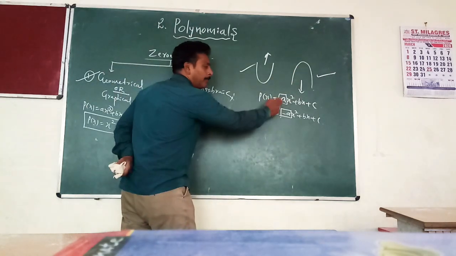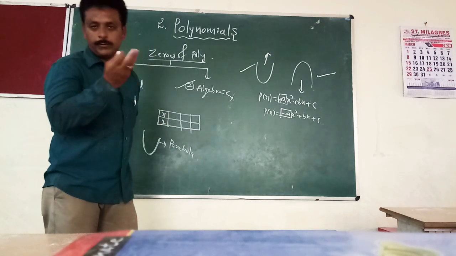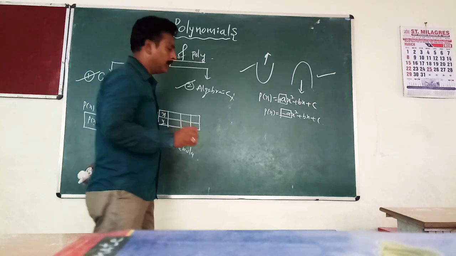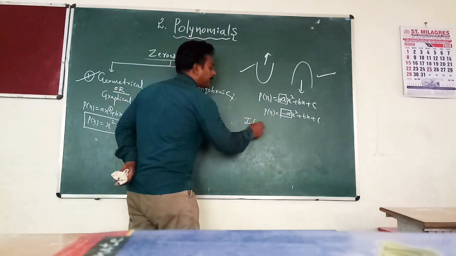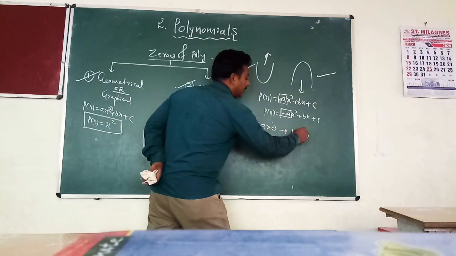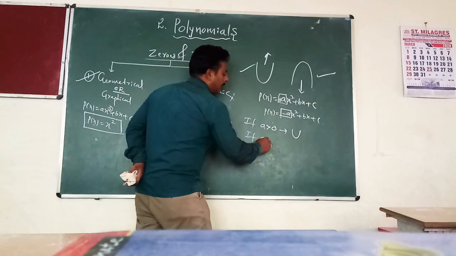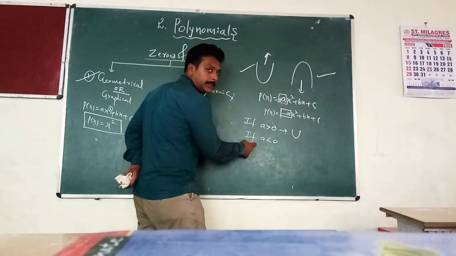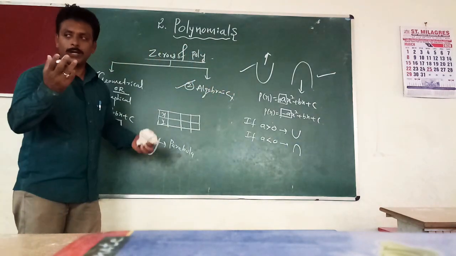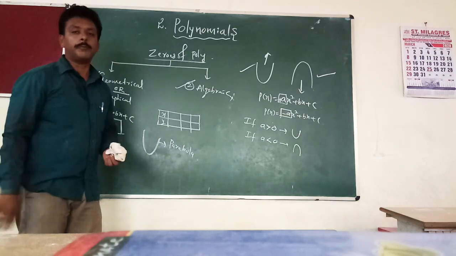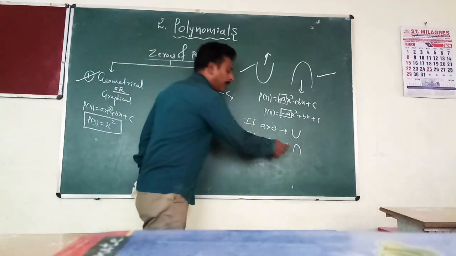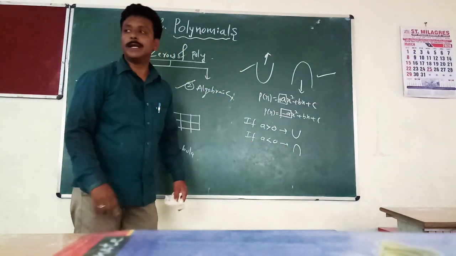That's why we can say positive values are greater than 0, and negative values are less than 0. Therefore, I am going to say if a is greater than 0, then you will get a parabola like this. If a is less than 0, meaning the coefficient of x square is negative, then you will get a parabola like this. So we will get two types of parabola. One, the parabola opens upward, which comes when a is greater than 0. You will get this parabola when a is less than 0.